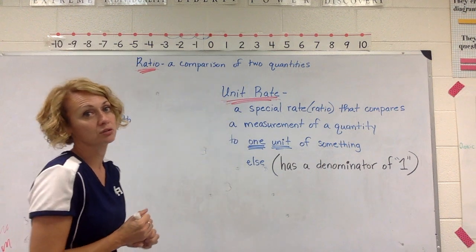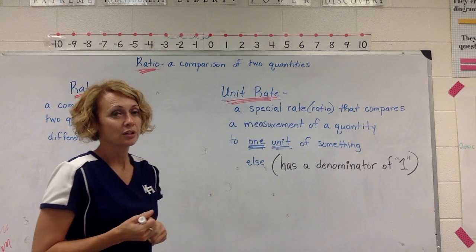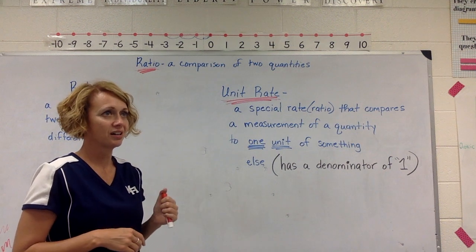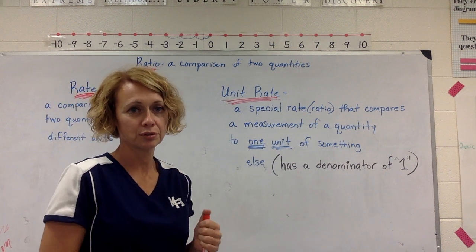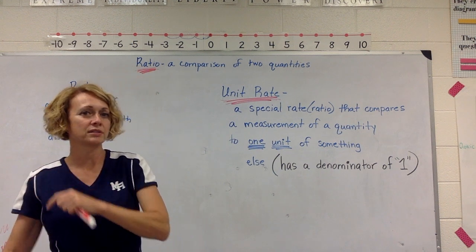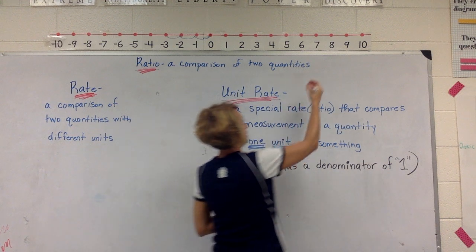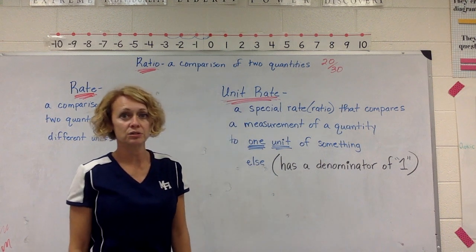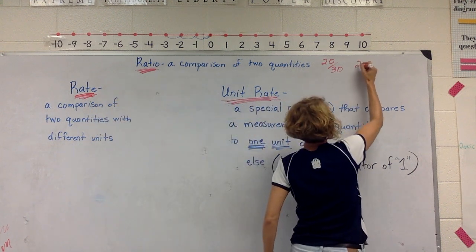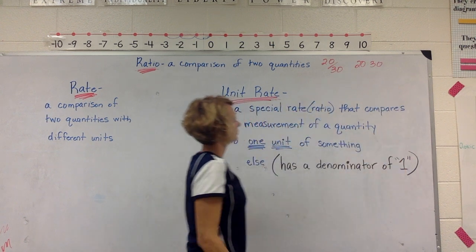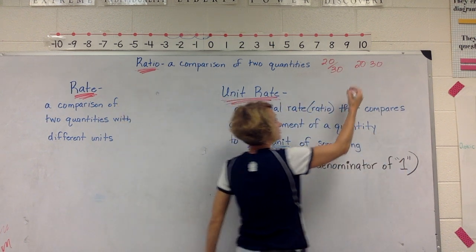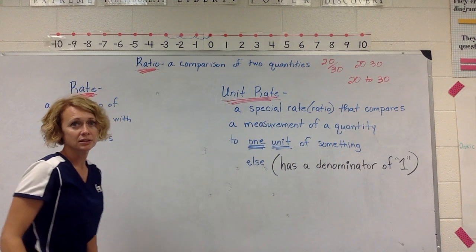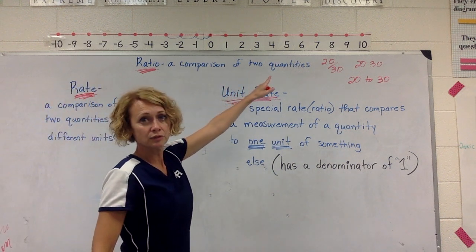So if I just wrote out a numerical value where I was comparing two numbers, remember that there are several ways that you can write those ratios out. If I say there's a comparison of 20 girls in the room compared to 30 boys in the room, that'd be 20 to 30. And I could write that as a fraction, 20 over 30. Or I could write it using colons, 20:30. I could even write it using the word to, 20 to 30. Very numerical, all right? Ratio, a comparison of two quantities.